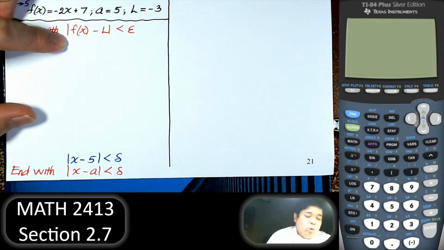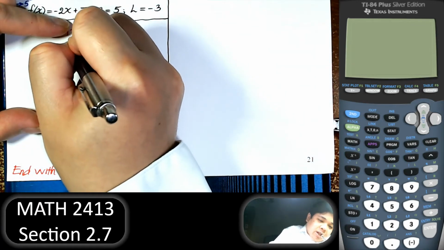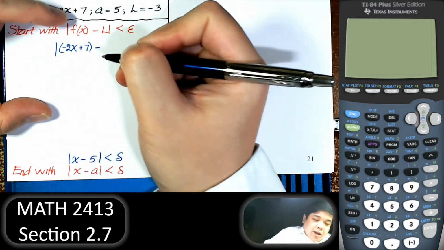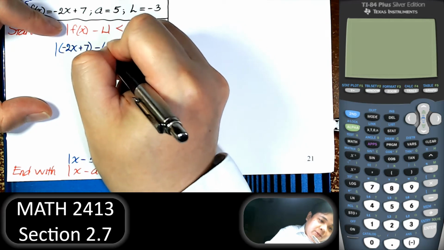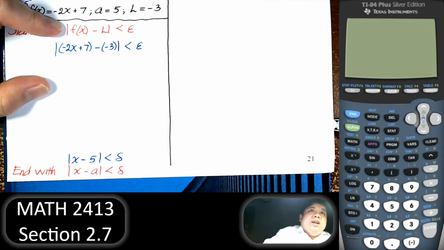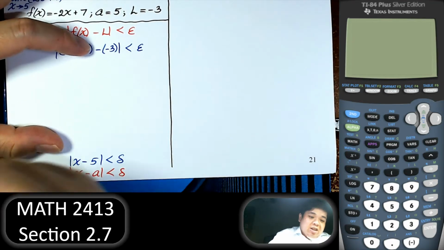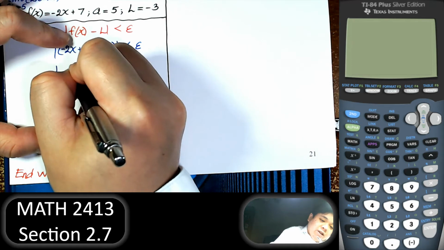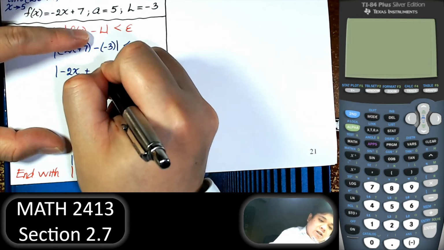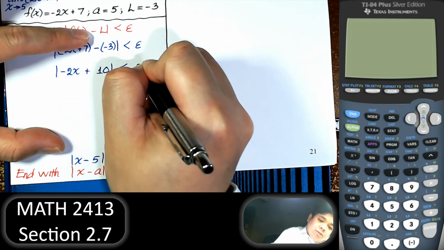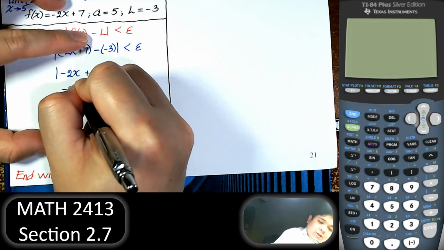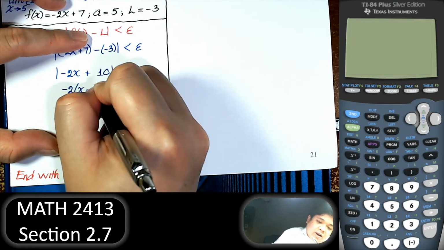Right, so this is where we start with negative 2x plus 7 minus L less than epsilon. Right, remove the parentheses. Inside absolute values we have negative 2x plus 7 minus negative 3, so 7 plus 3 is 10. We can factor out negative 2. That gives us x minus 5.